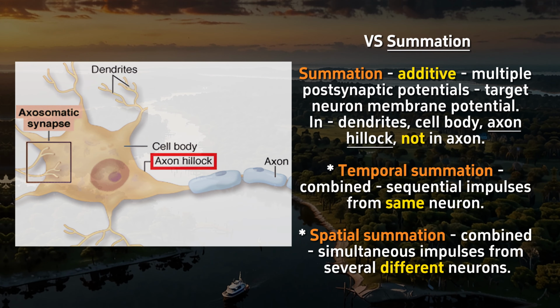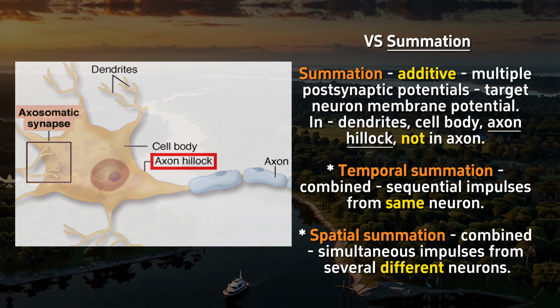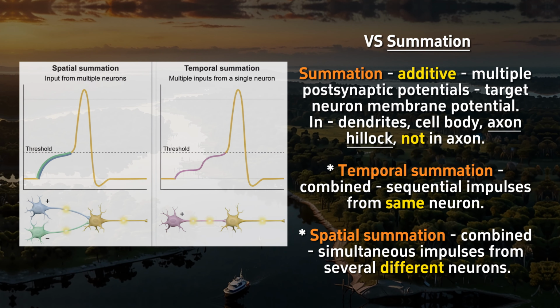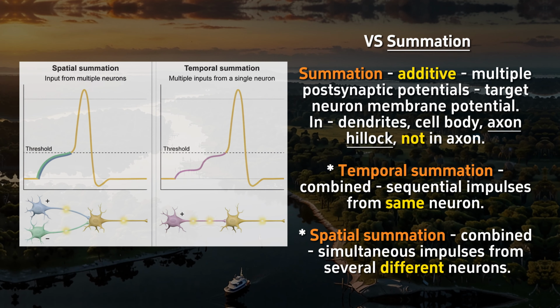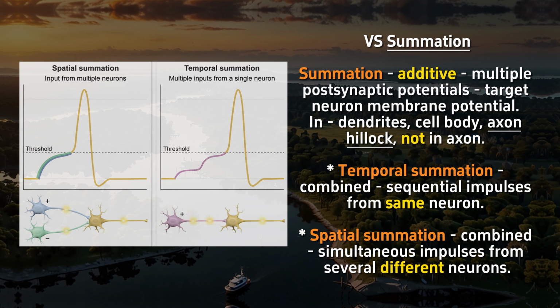Summation refers to the additive effects of multiple postsynaptic potentials on a target neuron's membrane potential. Summation can occur in the dendrites, cell body, and axon hillock, but not in the axon. Temporal summation refers to the combined effect of sequential impulses from the same neuron over time, whereas spatial summation refers to the combined effect of simultaneous impulses from several different neurons.